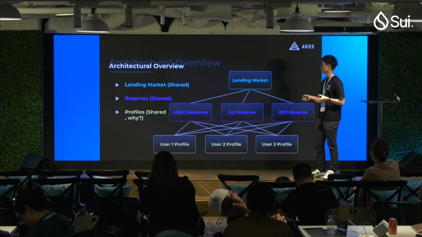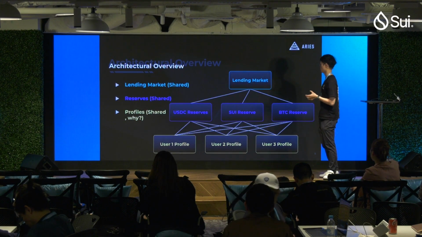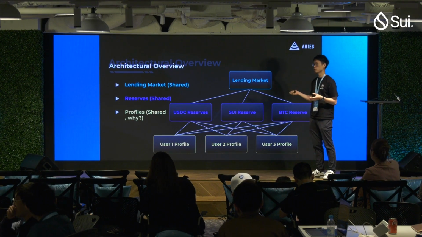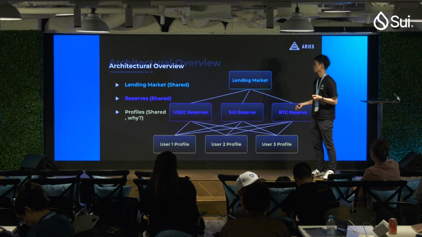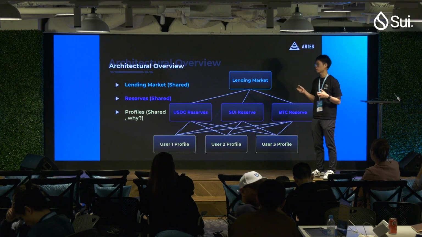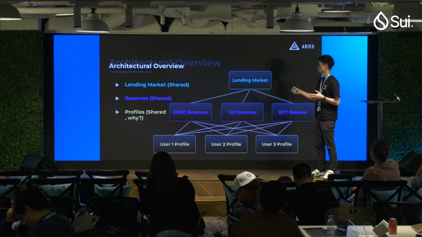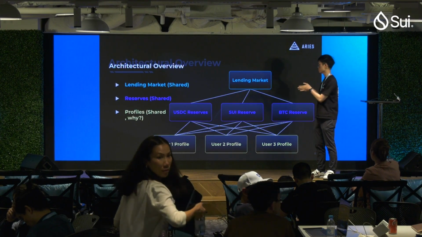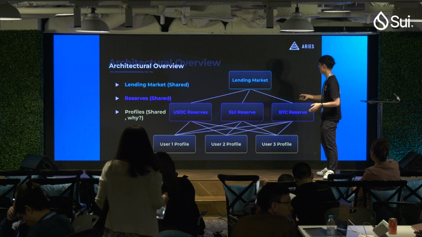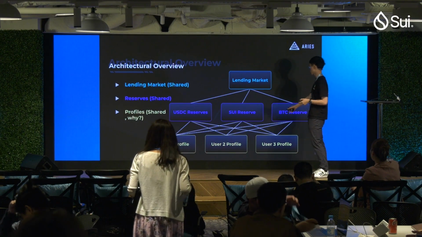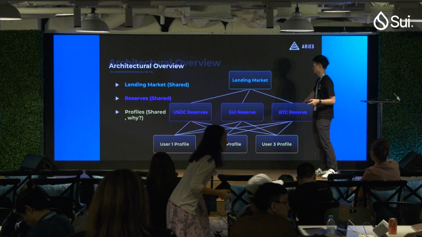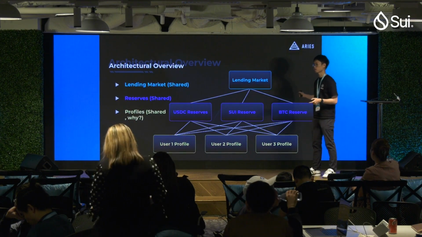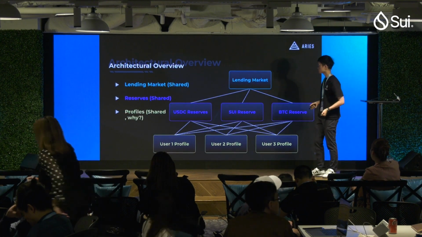Now let's take a look at the overall architecture of the protocol. So we have three abstractions: lending market, reserve, and also profiles. The lending market sits at the very top, and a reserve is for each token that we support. For example, if we support USDC, then there's a USDC reserve. If we support Sui, then there's a Sui reserve. And if we support Bitcoin, there's a Bitcoin reserve. All of the reserves under one lending market will be calculated together when we do the cross-margining.